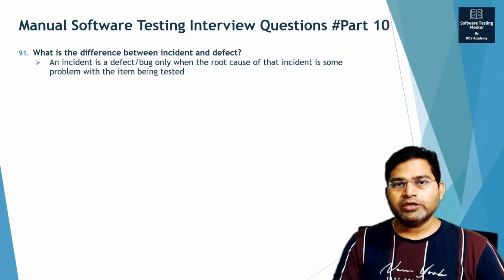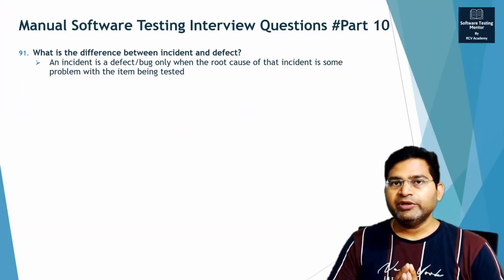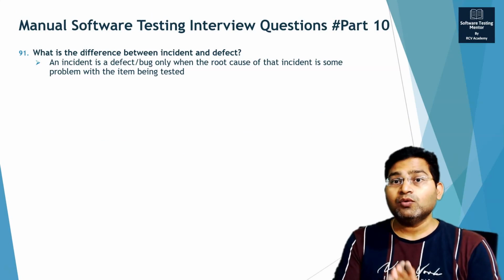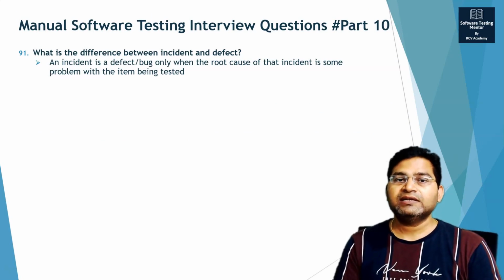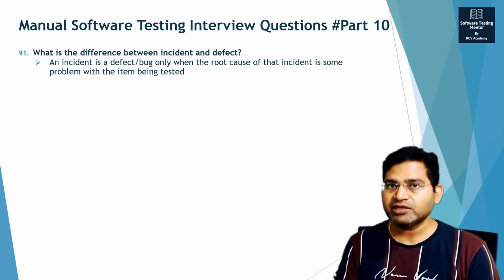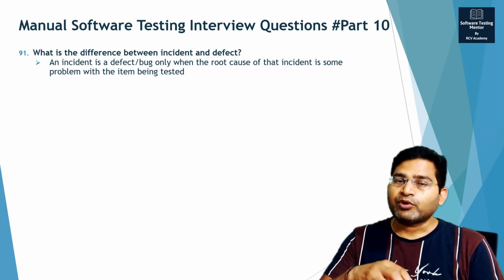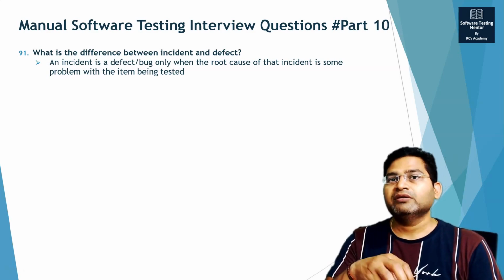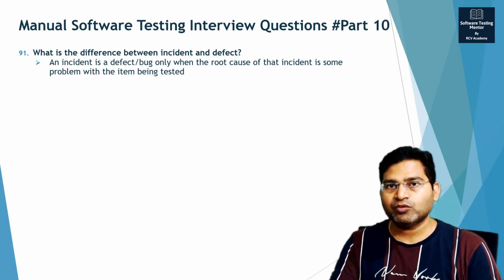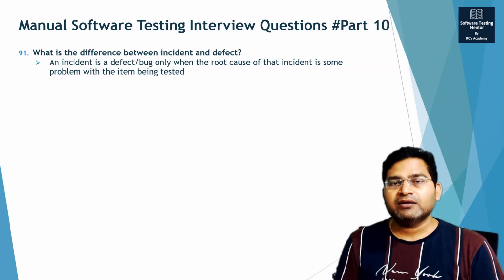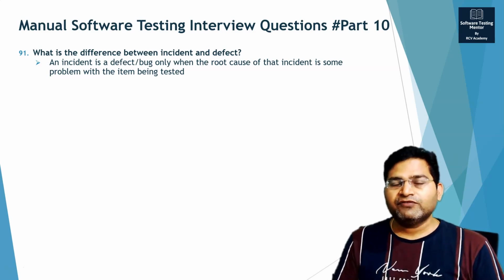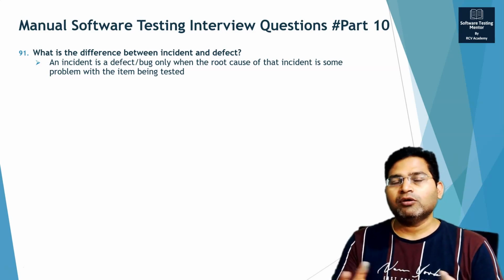So the first question, what is the difference between incident and defect? The brief and shortest answer is that an incident is a defect or bug only when the root cause of that incident is some problem with the item being tested, right? So whatever application or software you are testing, if the problem is within that particular application, whether it is because of a mismatch with the requirement or a gap in the requirement, or there is some error when you are launching the application, putting in some information, submitting the information, or in any of the functionality. So for example, if we take an e-commerce website, right?